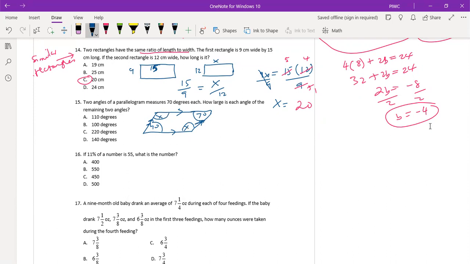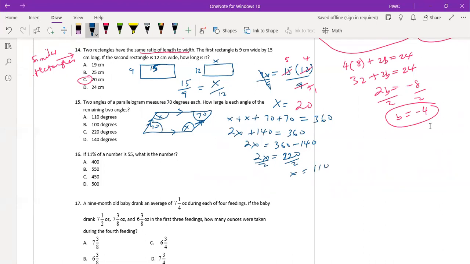So let's call it x. Okay. If you add all the angles, you should get 360 because it's a quadrilateral. So it's 360 degrees. So it means that x plus x plus 70 plus 70 should be equal to 360 degrees. Okay. So 2x plus 140 is equal to 360. 2x is equal to 360 minus 140. So 2x is equal to 220, divided by 2, divided by 2. So x will be equal to 110.